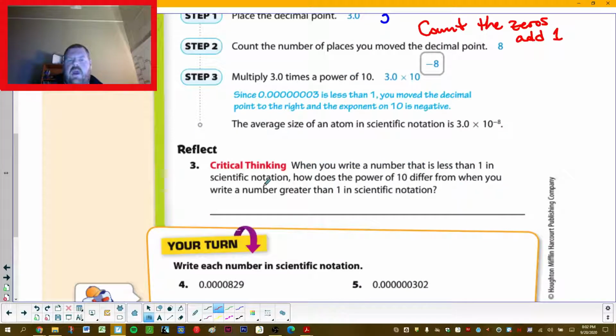So here we go. Critical thinking. When you write a number that is less than 1 in scientific notation, how does the power of 10 differ from the power of 10 when you write a number greater than 1 in scientific notation? But the very, very small numbers, you know, we're talking about the diameter of a human hair, the size of an atom, those kind of things, those are very small numbers, okay? And when we're writing small numbers, we use negative exponents. So the easy answer here is negative exponents.